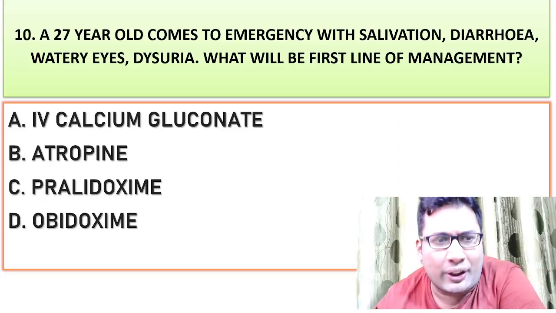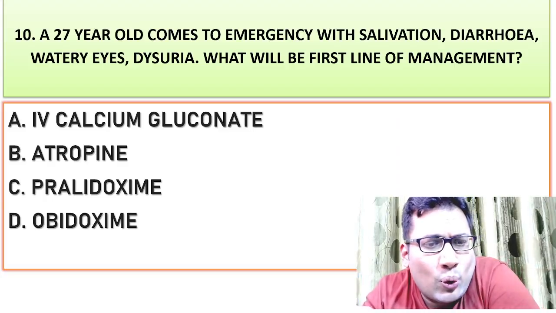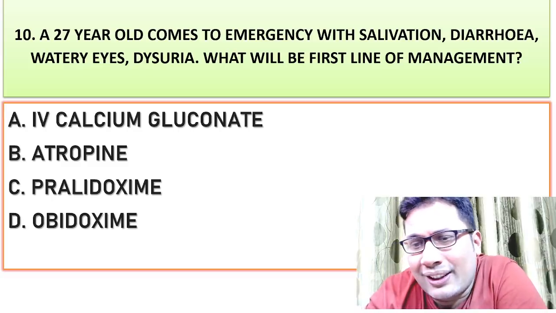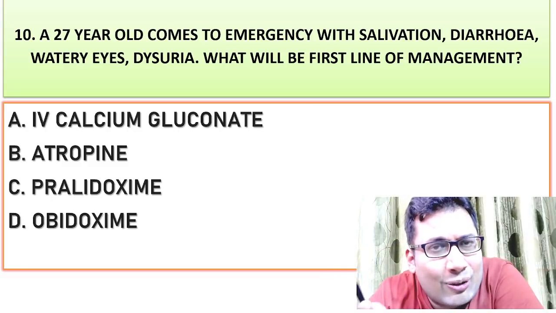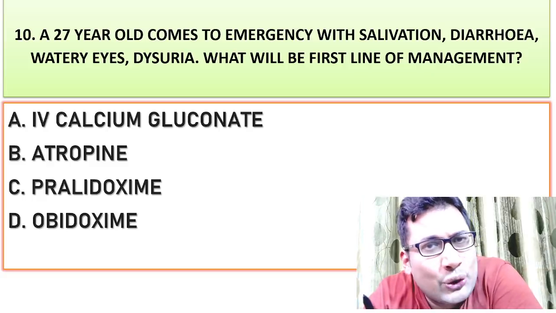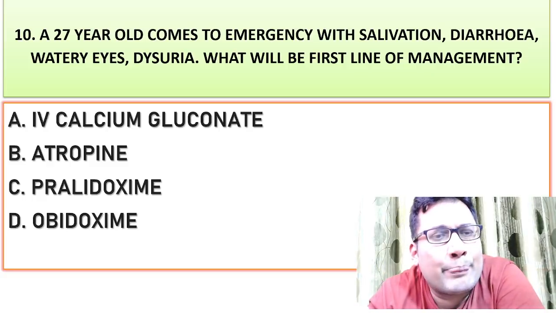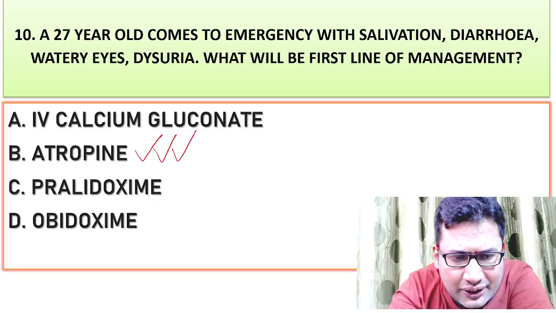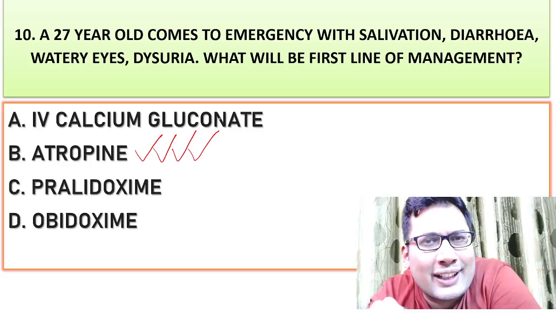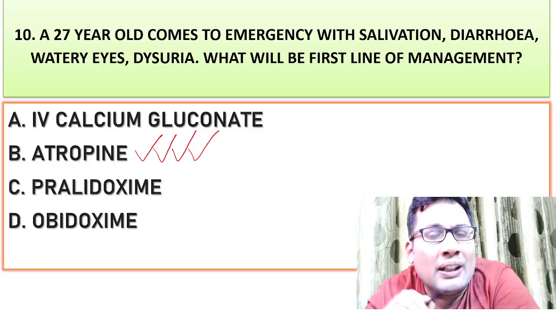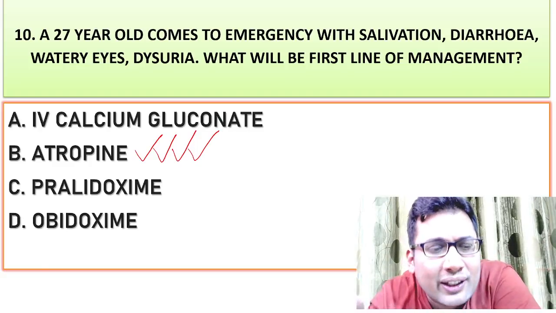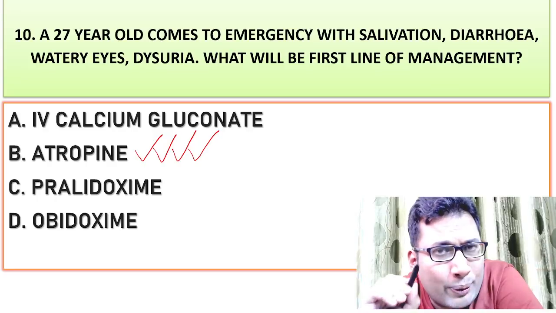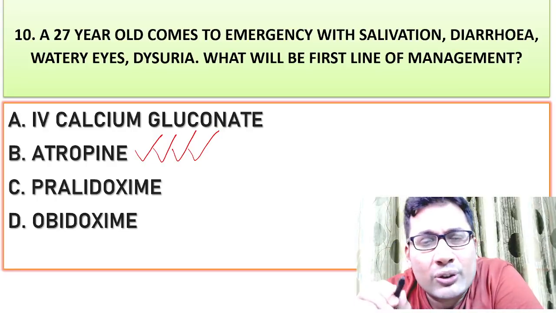So yes, next question. A 27-year-old comes to emergency with a salivation. Again the question about OP poison. Salivation, diarrhea, watery eyes, lacrimation, dysuria. What will be the first line of management? So answer is drug of choice. Atropine is the correct answer. Pralidoxime and obidoxime should not be given before atropine. You should start those after the atropine. So answer for this question is B is the correct answer. Again the question about OP poison. Go through OP poison so in detail.